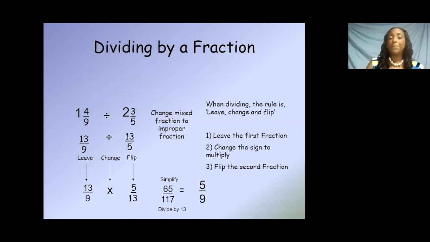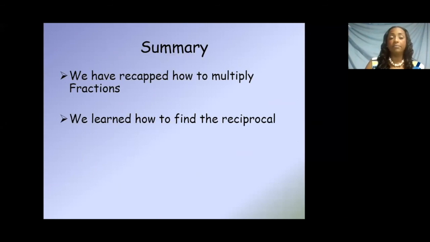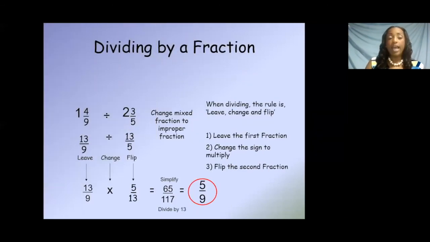Okay, jumping the gun, let's go back. Okay, so now again, focus on the left-hand side of your screen. 13 over 9, you're being asked to divide that by 13 over 5. Follow the rules of dividing fractions. You leave or you keep the first part of the fraction. In this case, 10 over 9. You want to change the sign, division to multiplication. Then you want to flip the second part of that fraction or find its reciprocal.